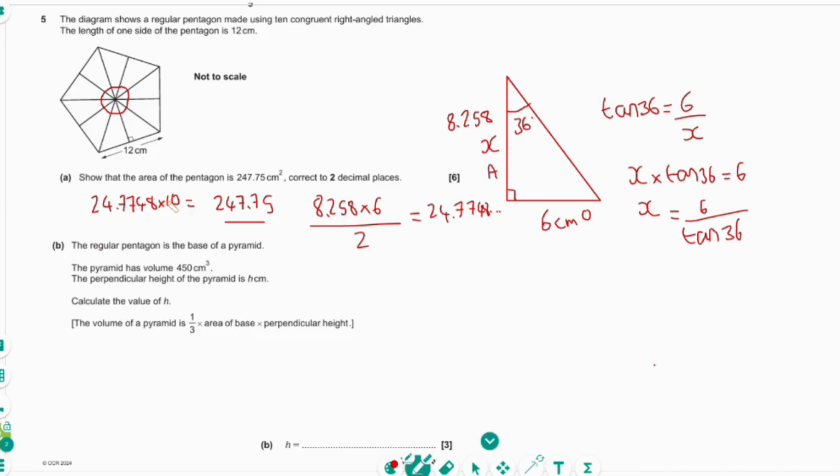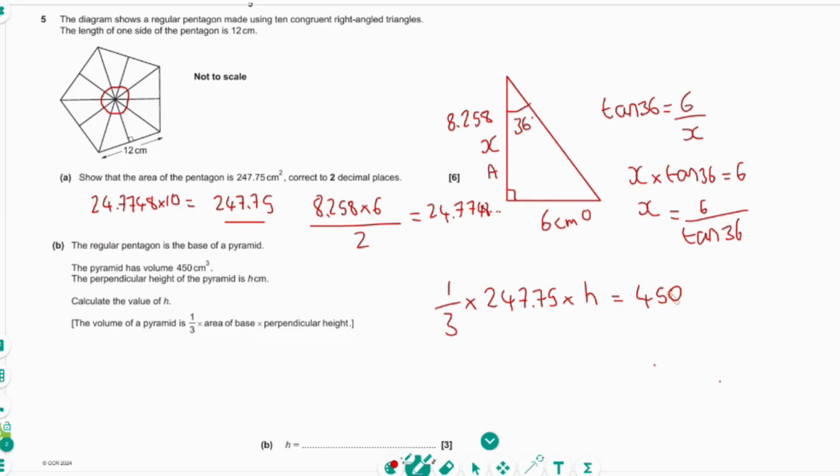The regular pentagon is the base of a pyramid. The pyramid has a volume of 450 centimetres cubed. The perpendicular height of the pyramid is h centimetres. Calculate h. We're given the volume of a pyramid, so we know a third times the area of the base, which we've just worked out, times the height, which we don't know, I'm going to call that h, is equal to 450.